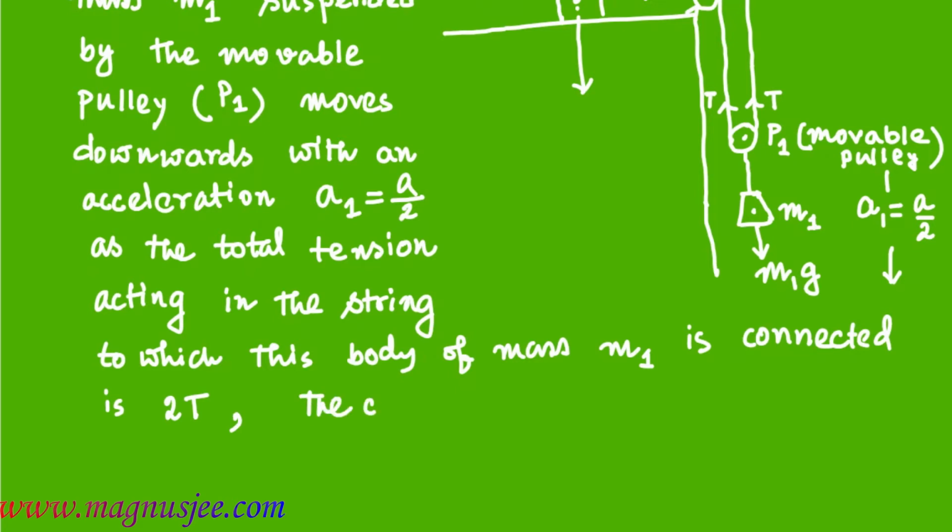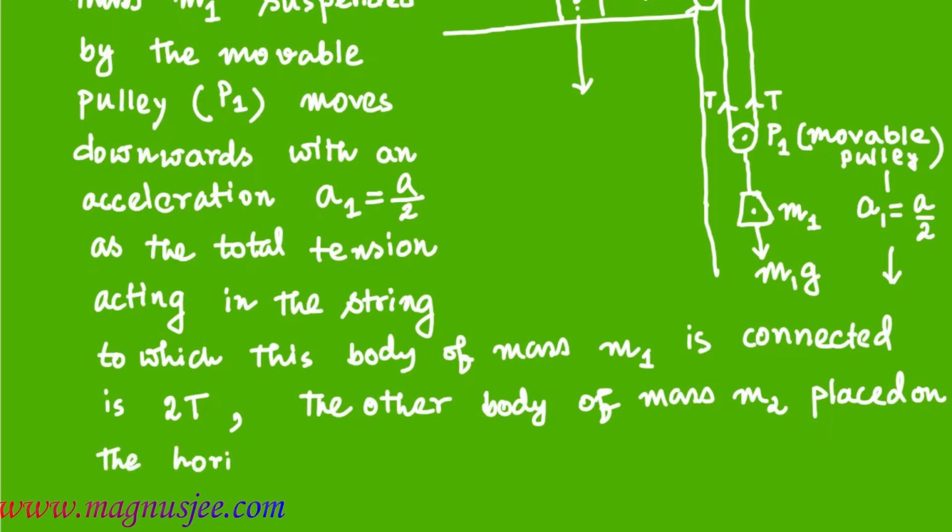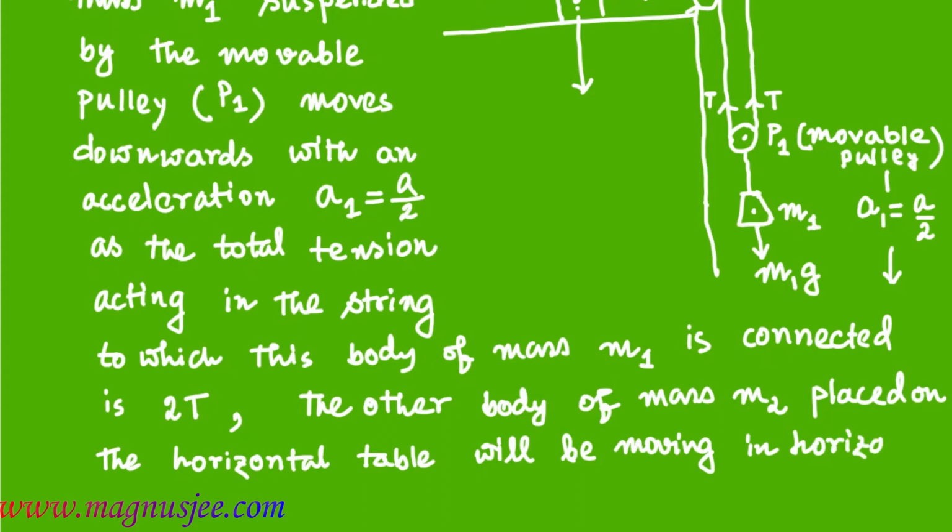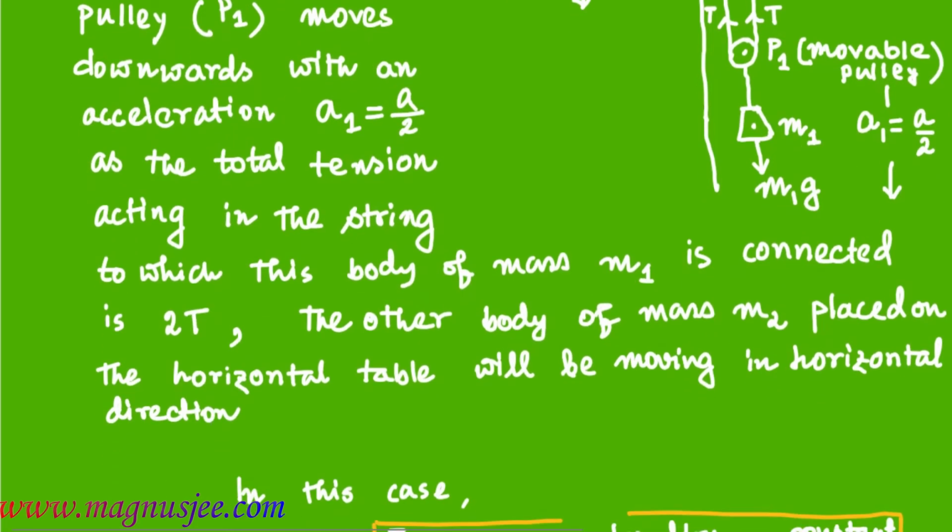The other body of mass M2, placed on the horizontal table, will be moving in horizontal direction with an acceleration A2 equal to A towards the fixed pulley P2. In this case, the acceleration of the body of mass M1 is A by 2 and the acceleration of the body of mass M2 is A.